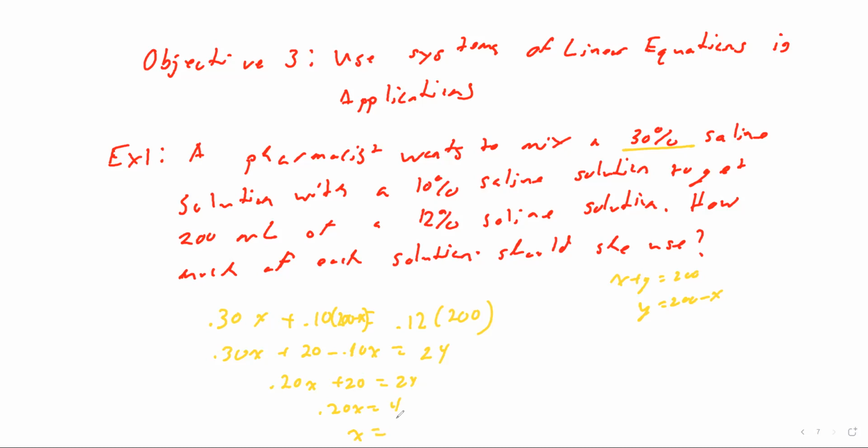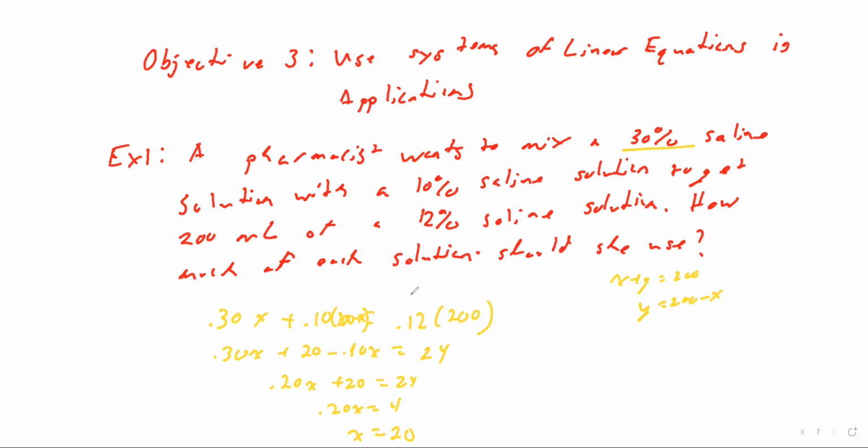See, 4 divided by 0.20 is just 20. So 4 divided by 0.20 is just 20. 4 divided by 0.2. That's what I keep getting. All right, so it'd be 20 here.